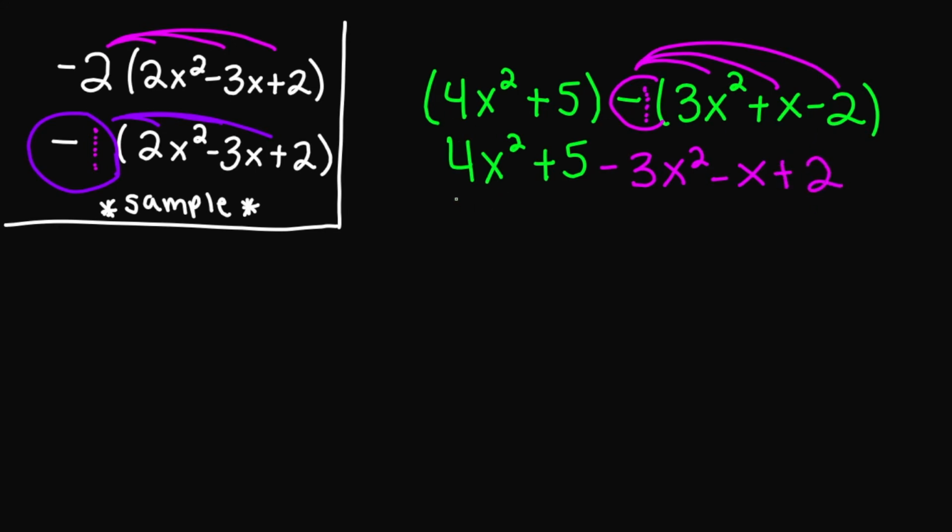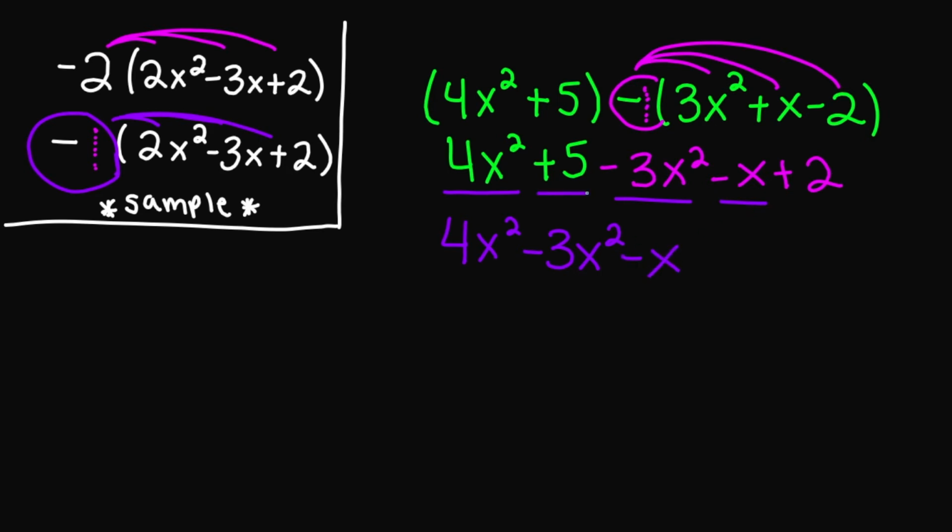Now let's go ahead and bring our like terms next to each other. We have 4x squared minus 3x squared. Then we have minus x. I'm going to write minus x here.